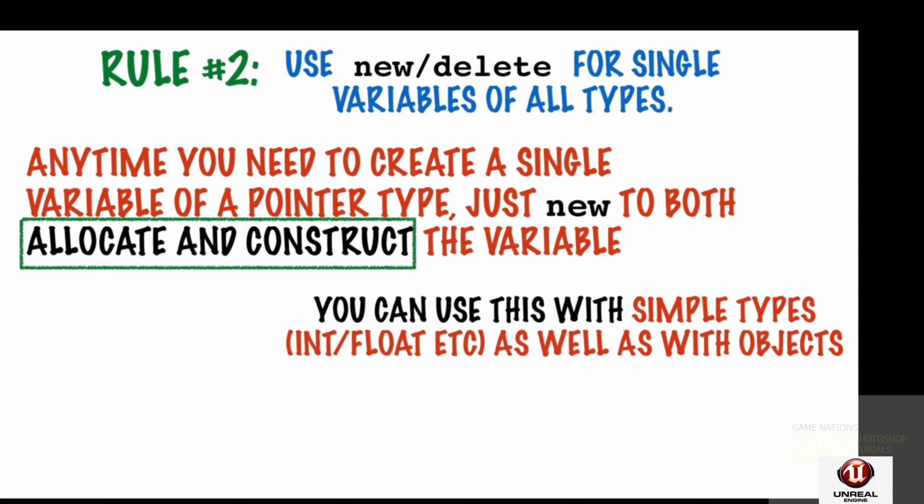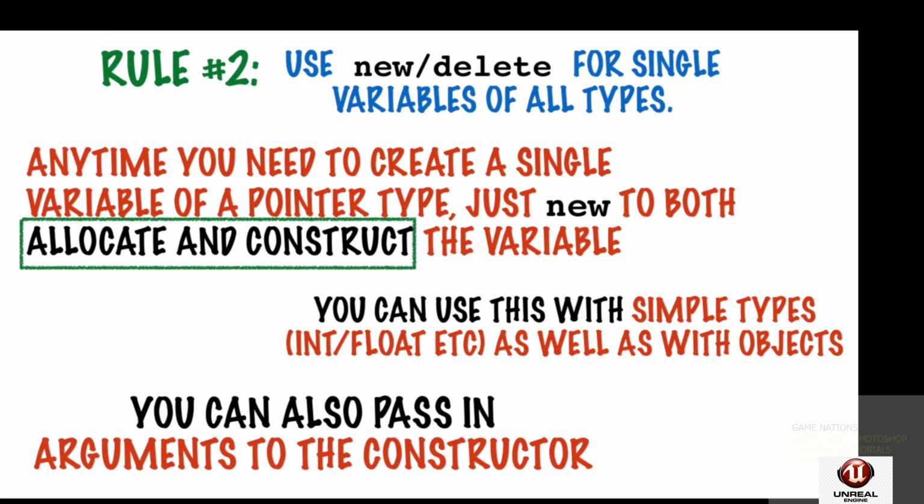New can be used with simple types such as integers, floats, doubles, characters. It can also be used with objects, that is classes. So new can also be used to instantiate objects of classes. Now the one thing about classes is that their constructor often takes in arguments. If you use the keyword new, you can also specify arguments which you want to pass into the constructor of that object or class. So new is flexible that way. You can call the default no argument constructor, or you can call any of the constructors which require arguments.